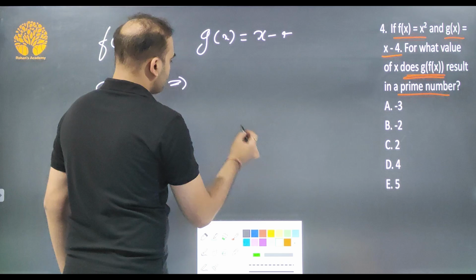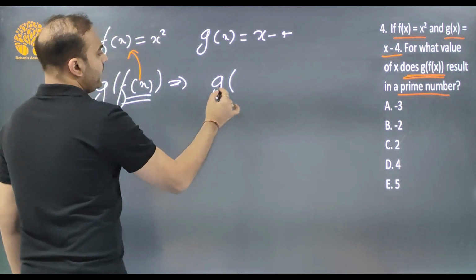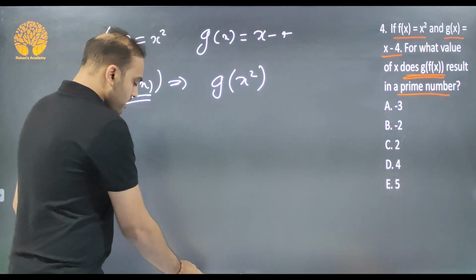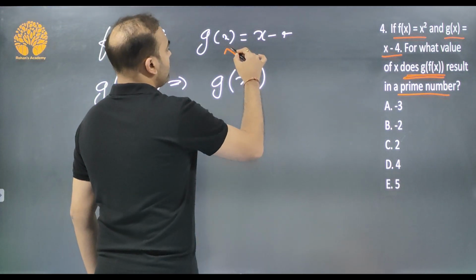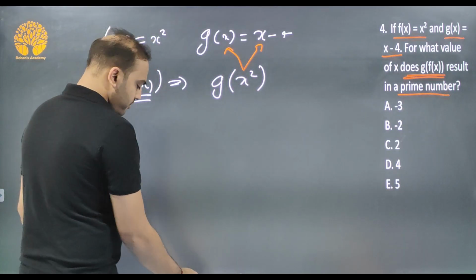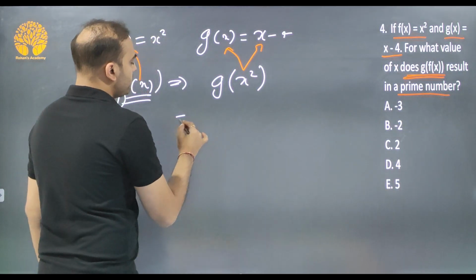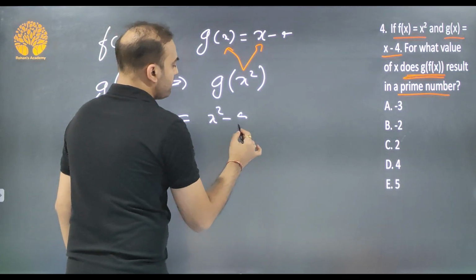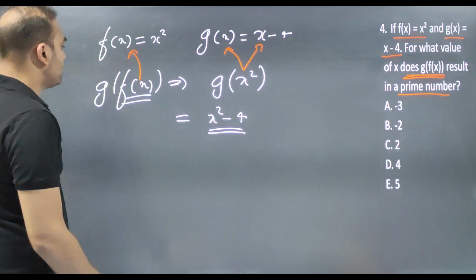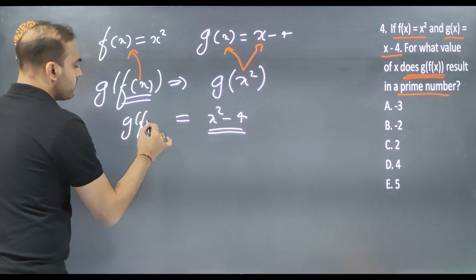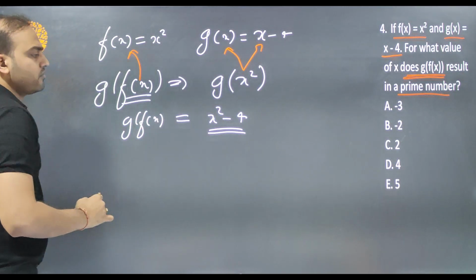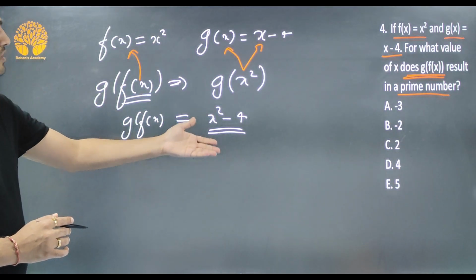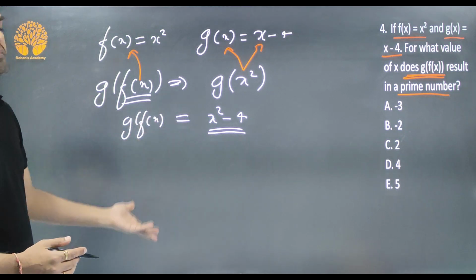That is g of x square, right? How do we find g of x square? In place of x, substitute x square. So g of x square is x square minus 4. So g of f of x is x square minus 4. Which of the following values will result in a prime number? Let's just plug and play.